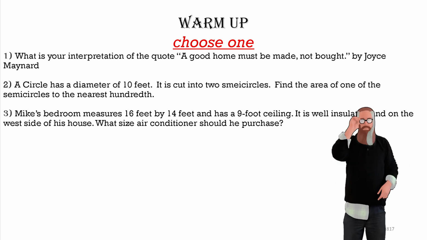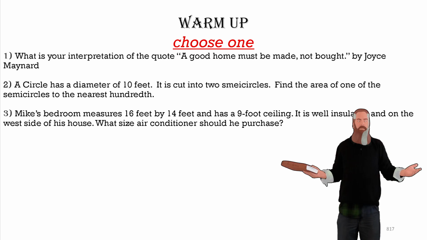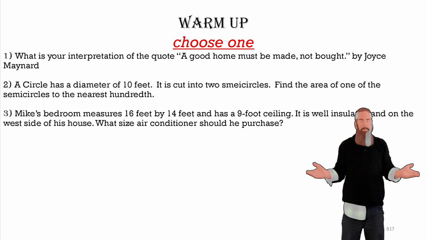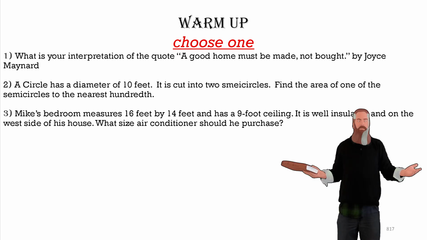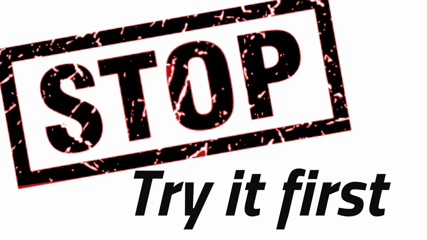Before we get into it, let's make sure we're ready for this lesson by taking a look at warm-up number 2. A circle has a diameter of 10 feet. It is cut into 2 semicircles. Find the area of one of the semicircles to the nearest hundredth.